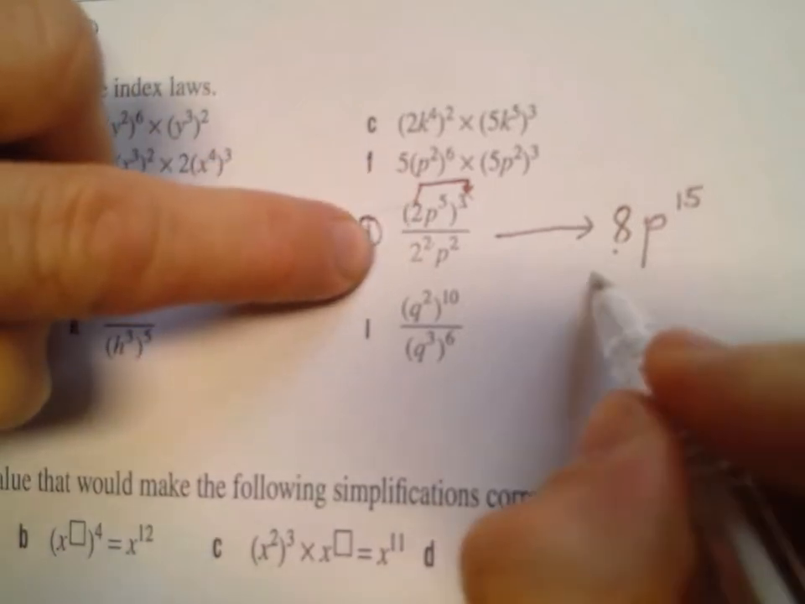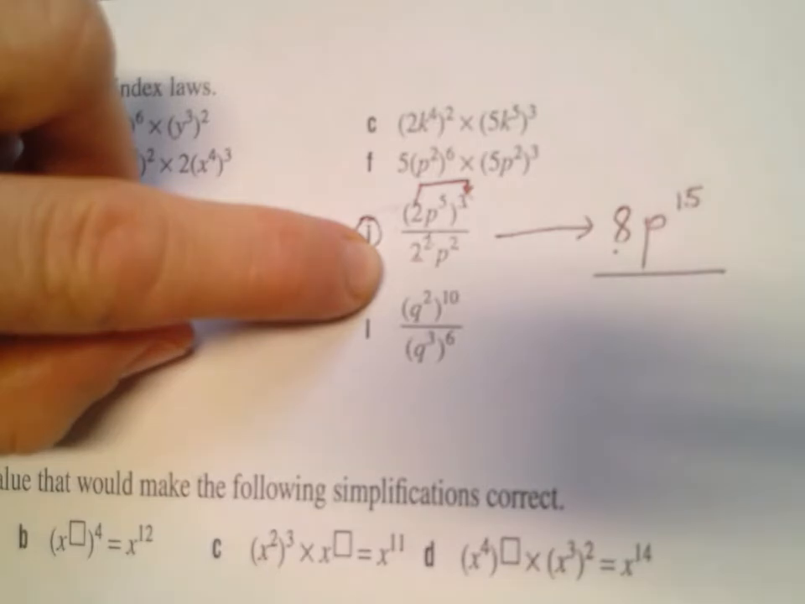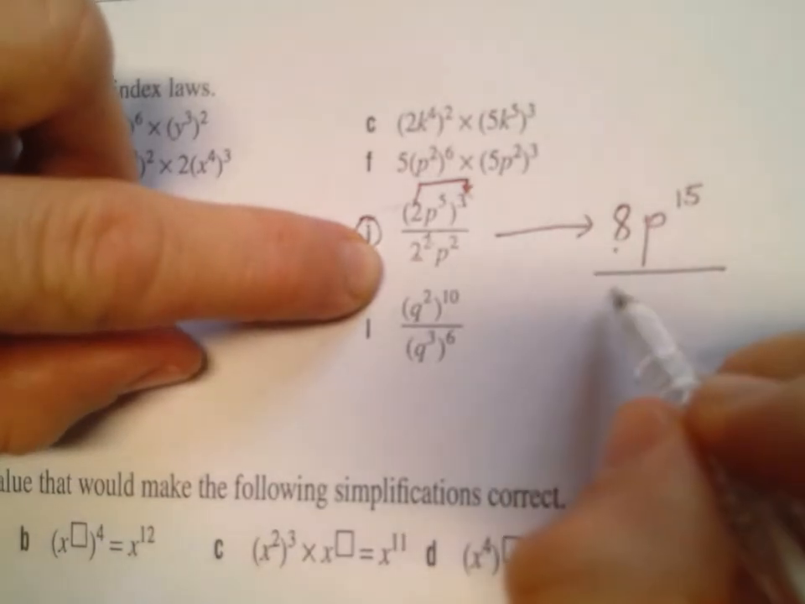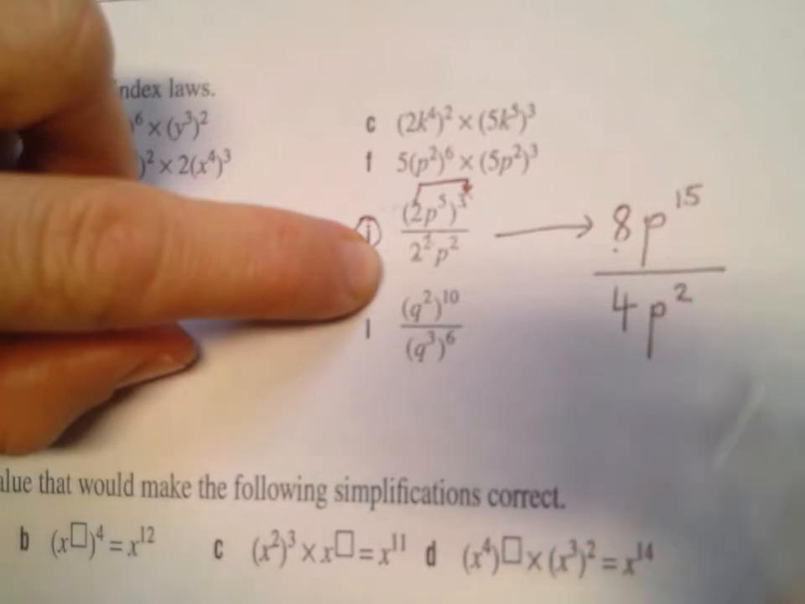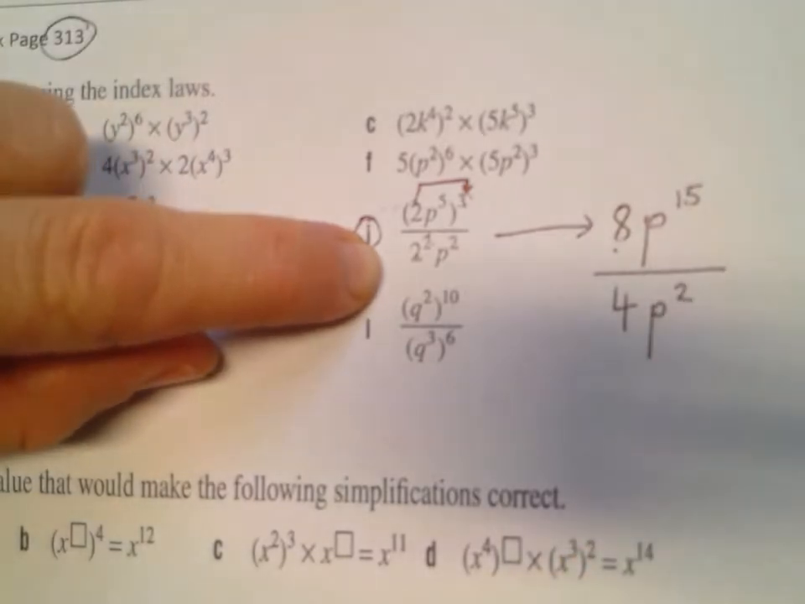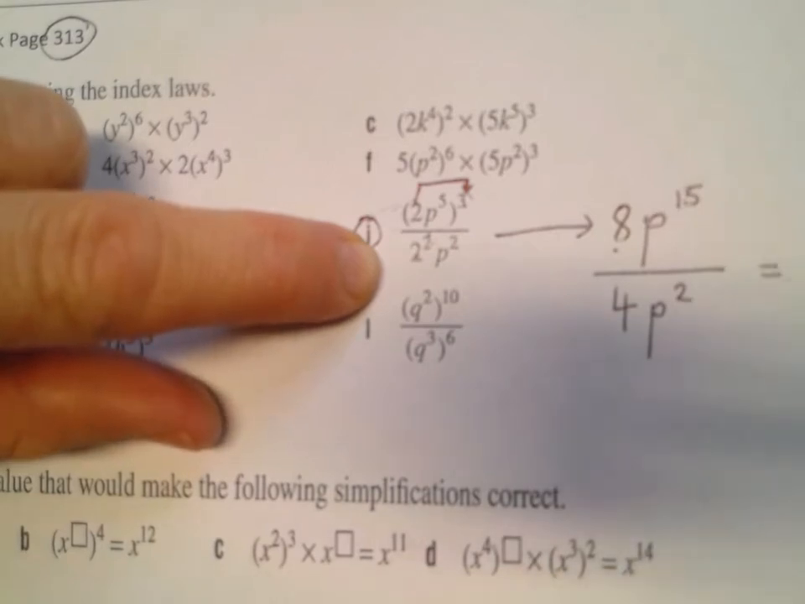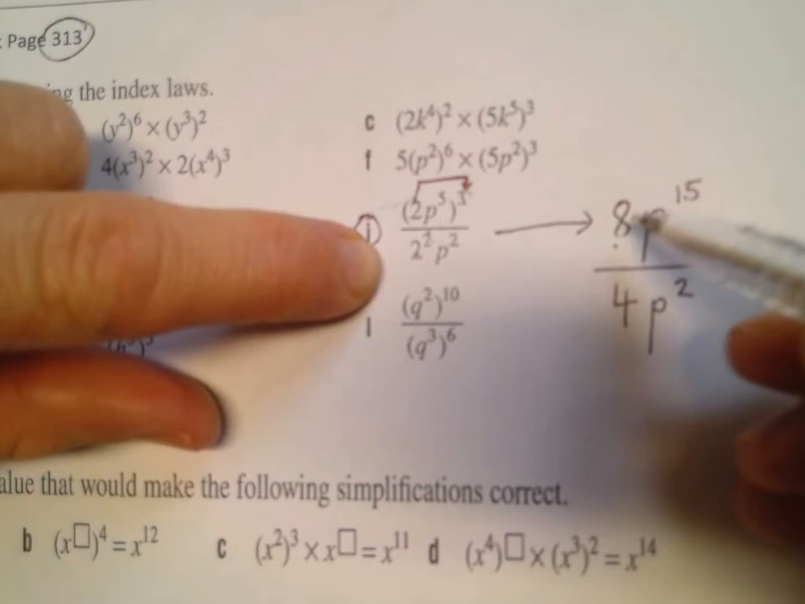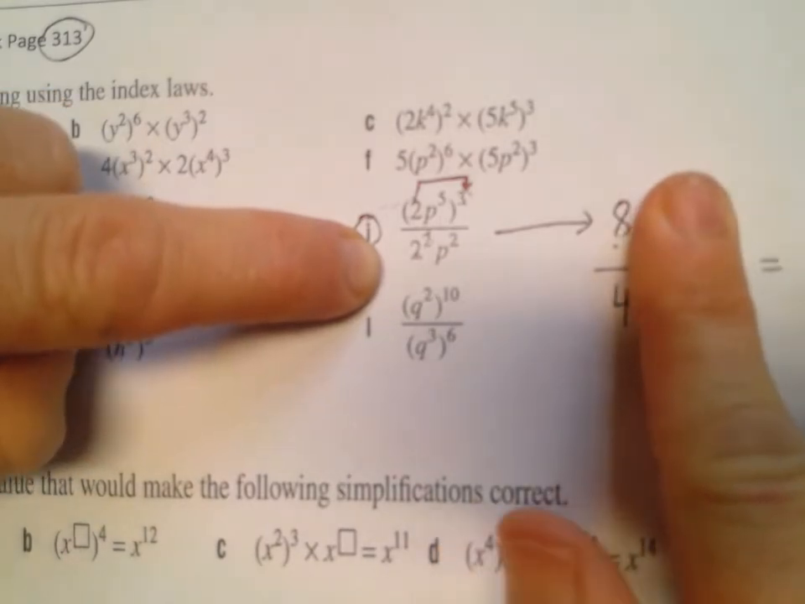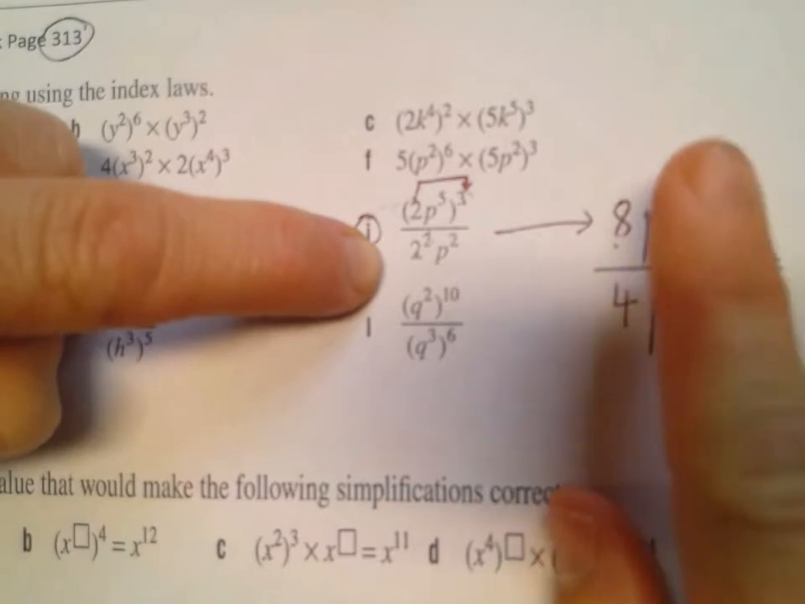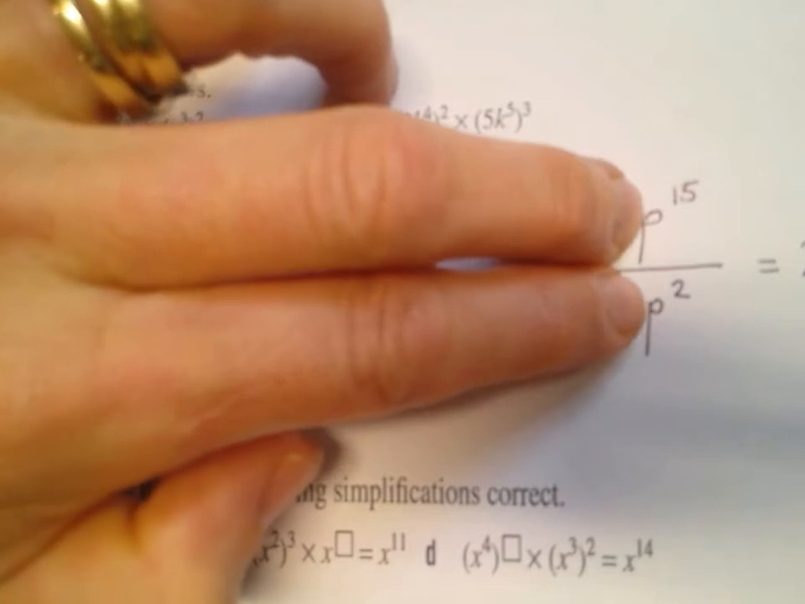Let's have a look now at our denominator. We have 2 squared. 2 squared is 2 times 2, which is 4, and we have p squared left. Okay, so now we have, take away this messy stuff, and we have 8 divided by 4. What is 8 divided by 4? 2. Take away that, we've just worked it out.